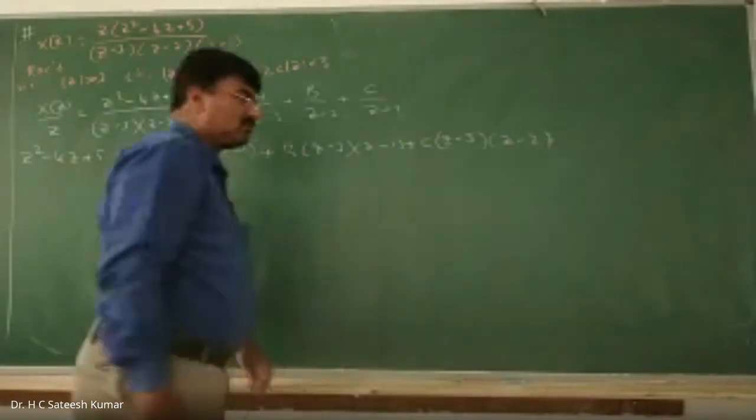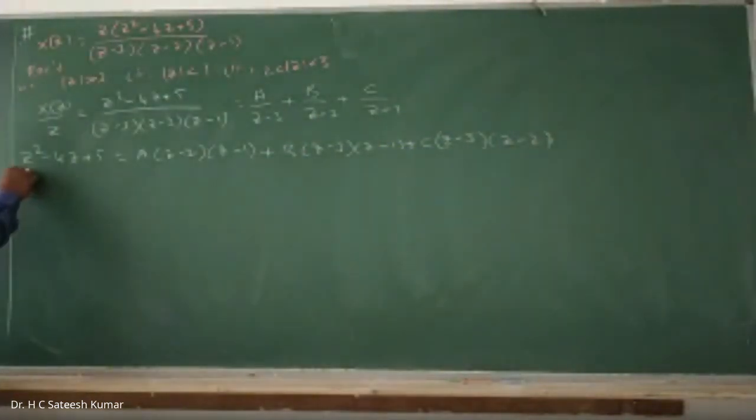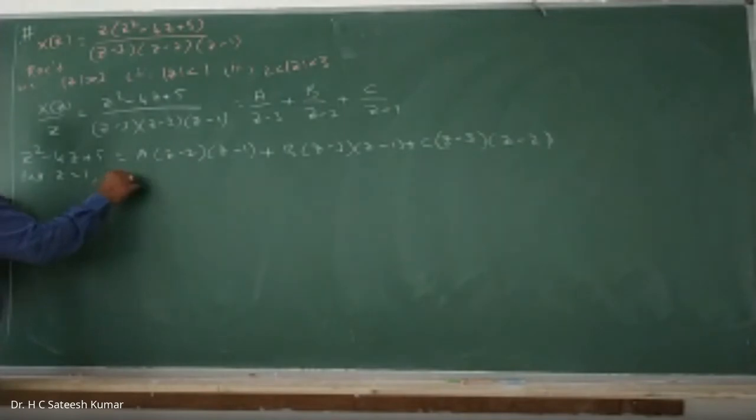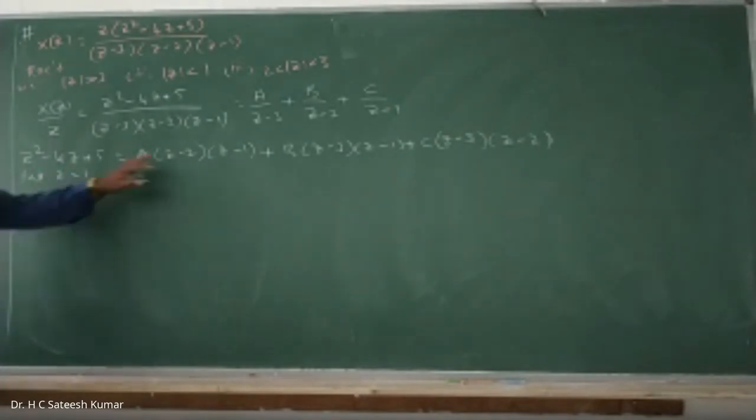Okay, right. Put z is equal to 1. What will you get on the left hand side? 1 square, 1 minus 4. 1 minus 4 is minus 3. Minus 3 plus 5. Minus 3 plus 5 is 2. 2 is equal to c into 2, since the other terms become 0.